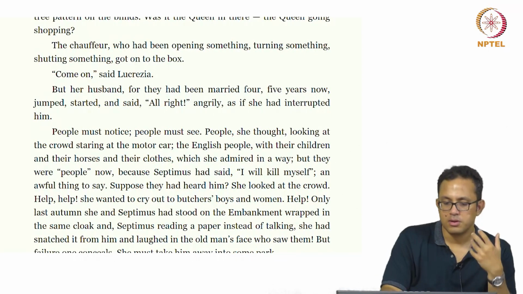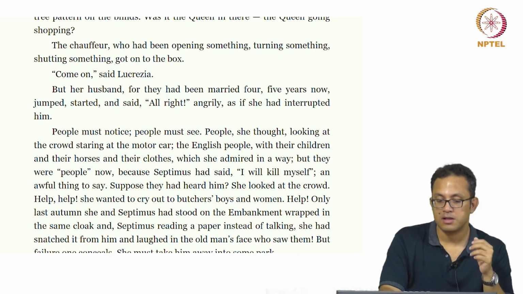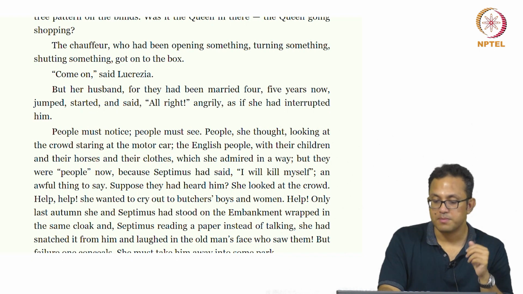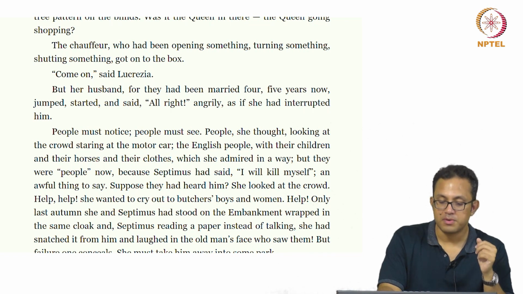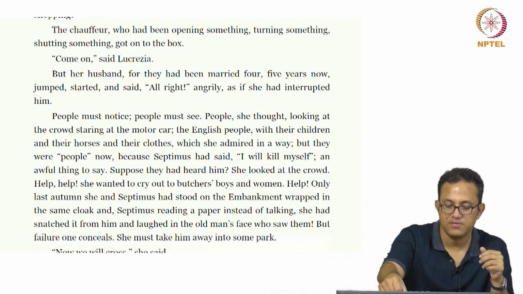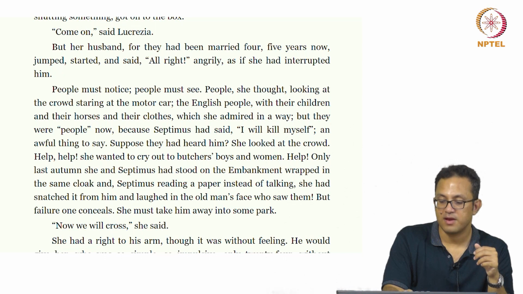"Okay. People must notice, people must see, she thought, looking at the crowd, staring at the motor car, the English people with the children and the horses and the clothes, which she admired in a way. But they were 'people' now, because Septimus had said, 'I will kill myself,' an awful thing to say. Suppose they heard him. She looked at the crowd. Help, help, she wanted to cry out to the butchers' boys and women. Help! Only last autumn she and Septimus had stood on the embankment, wrapped in the same cloak, and Septimus, reading a paper instead of talking, she had snatched it from him and laughed in the old man's face. And who saw them? But failure one conceals. She must take him away into some park."